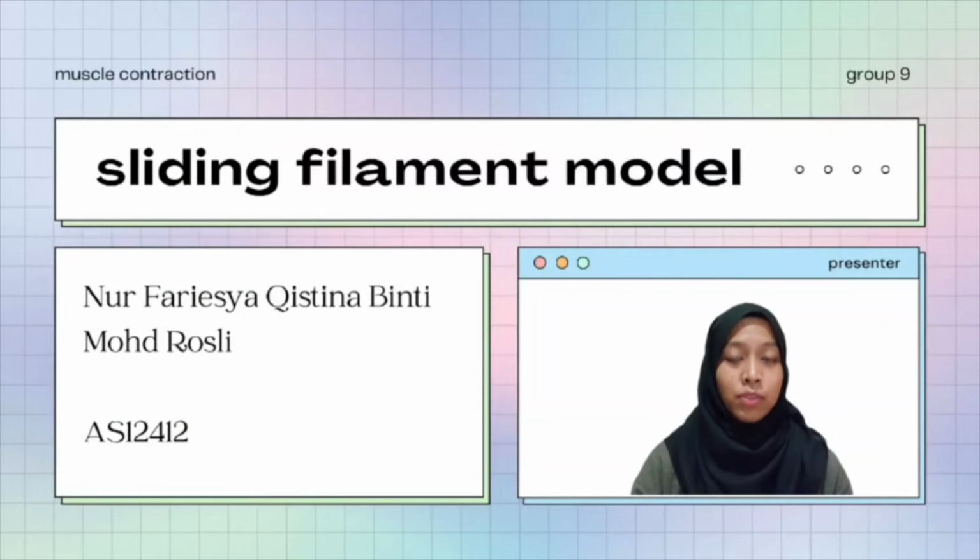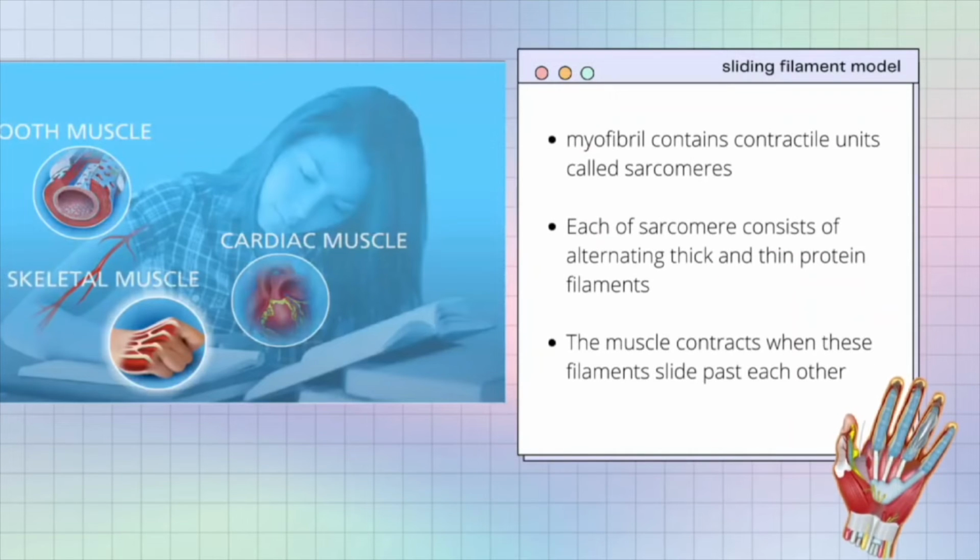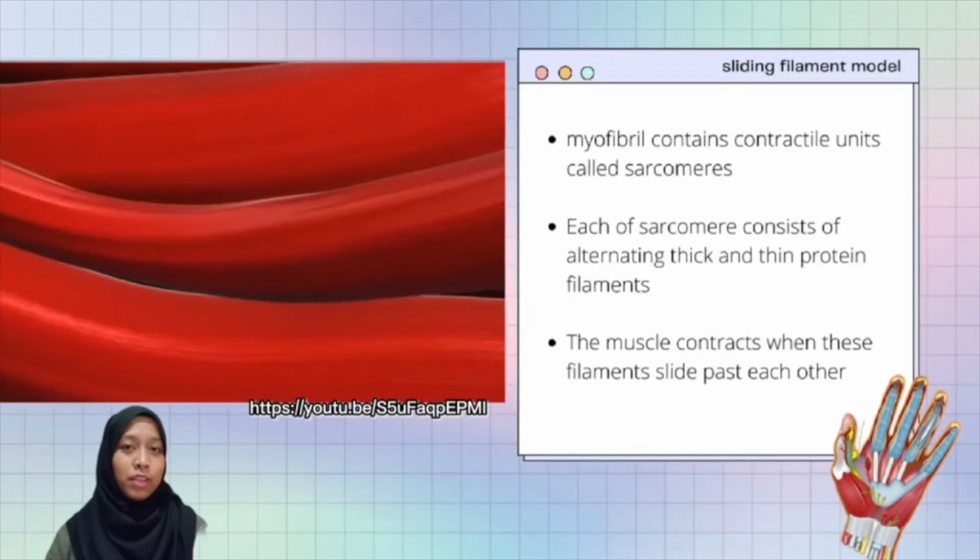My name is Nufarsha Kristina binti Muhammad Rusli, and my matric number is AS12412. I will explain about the sliding filament model, but before that, I will show you the structure of muscle fibers.